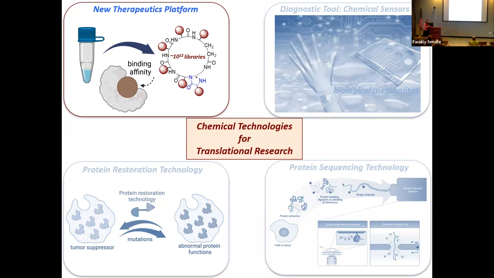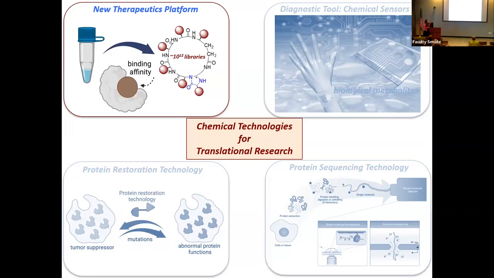When we talk about what we have done in this area, we have generated libraries, millions of these cyclic compounds in one vial in a very short span of time. Once we have these millions of compounds, we can find inhibitors for various biological molecules, such as proteins, DNA, and RNA, and once we get these binders, we can use them as lead compounds to develop useful therapeutics for these biomolecules which are responsible for diseases.